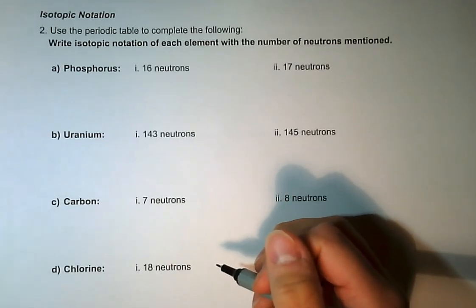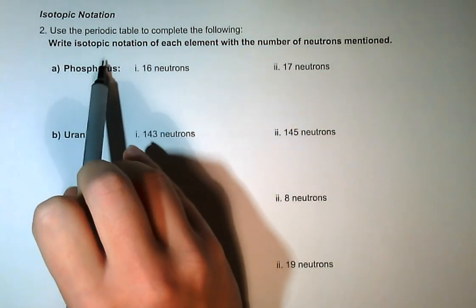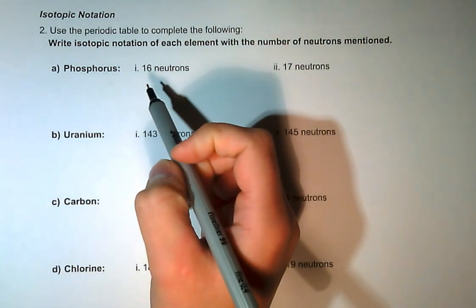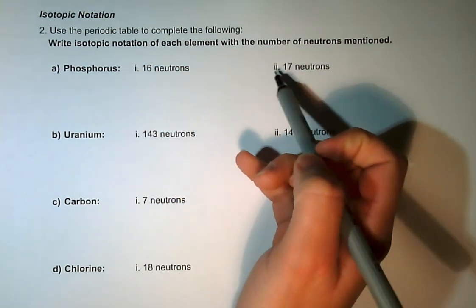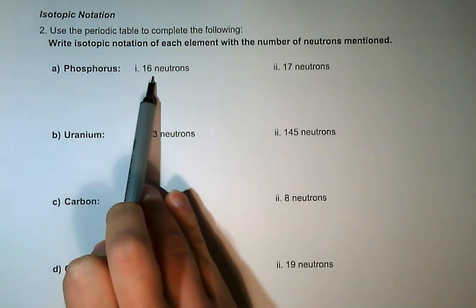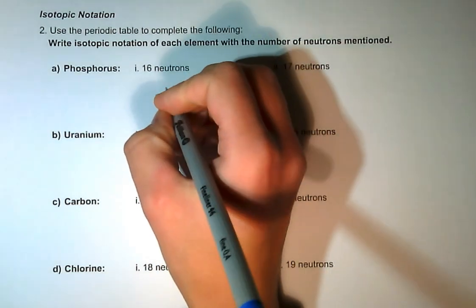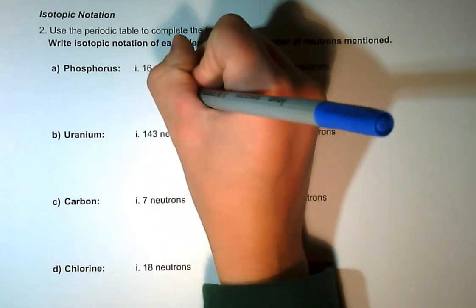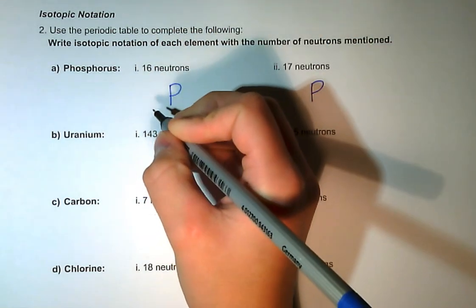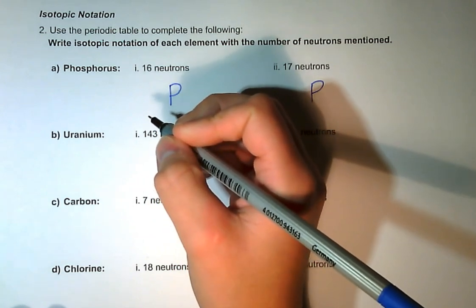On this next portion of our worksheet, we're supposed to use our periodic table to write the isotopic notation of each element with the number of neutrons mentioned. And so, since there's differing numbers of neutrons, we have different isotopes of each element. So here we have phosphorus with 16 neutrons, and then phosphorus with 17 neutrons. And so both of these isotopic notations are going to start with a capital P for phosphorus, and then phosphorus's atomic number, if you look at the periodic table, it's the whole number, and it's number 15.